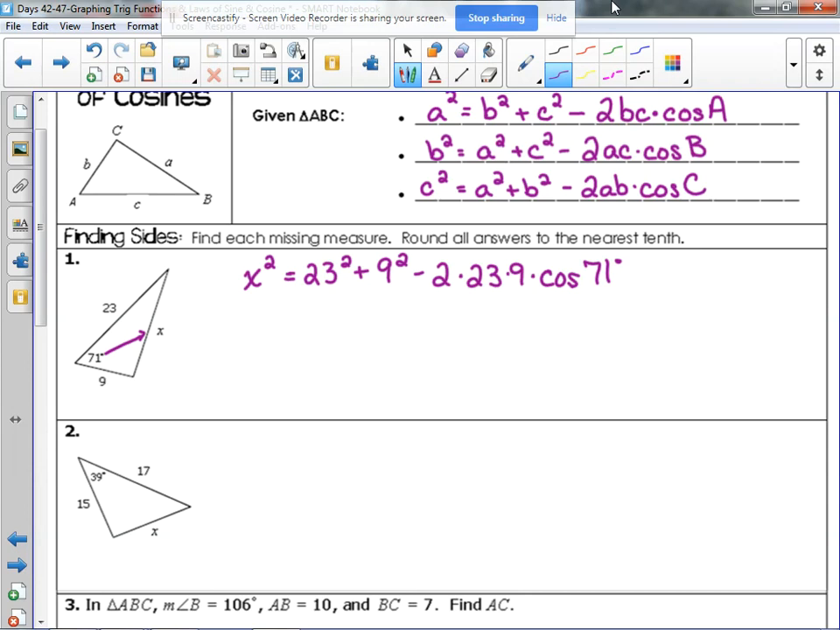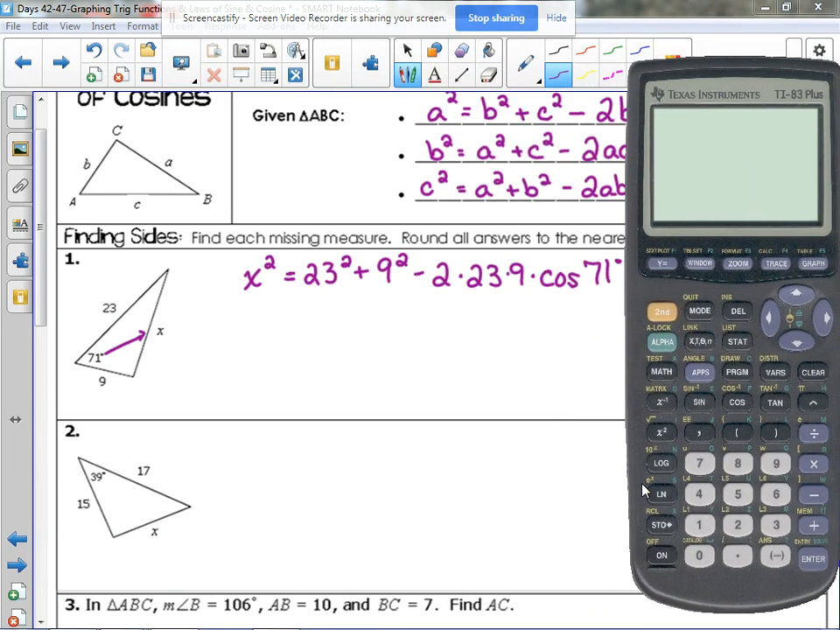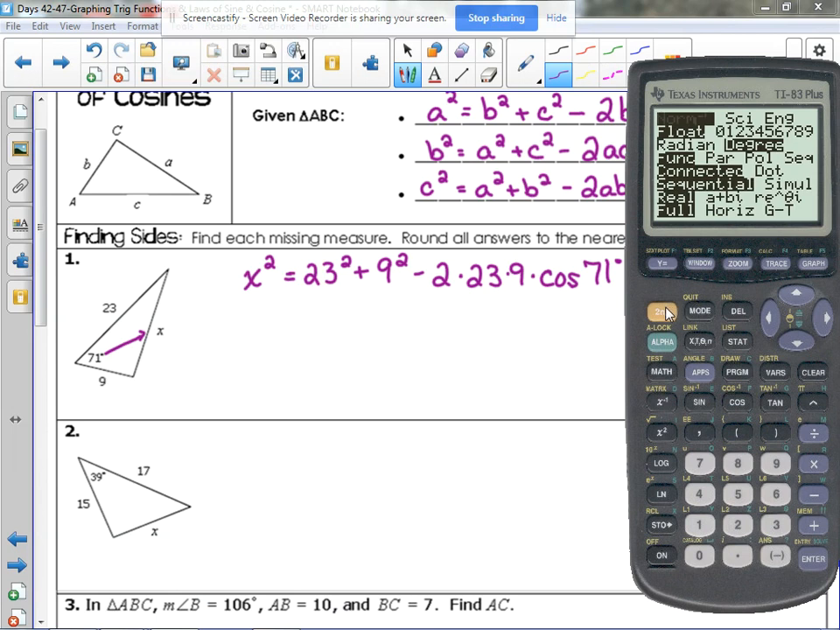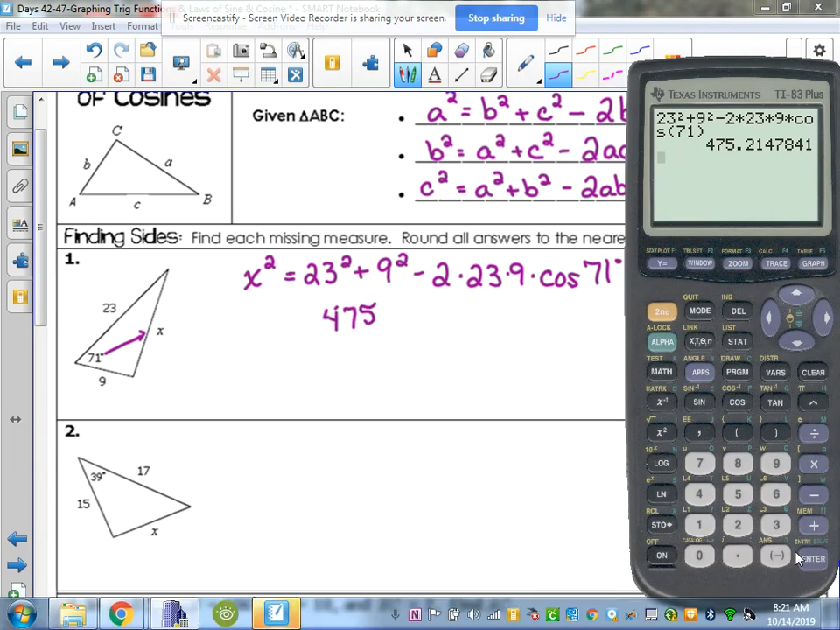Now, this one's pretty easy. We just need to punch all that into our calculator all at one time. Technically you can split it up, but you don't really want to. Make sure you're still in degree mode from earlier and put all that in together. Cosine 71. Now, is that side x? 475.215. That's x squared.